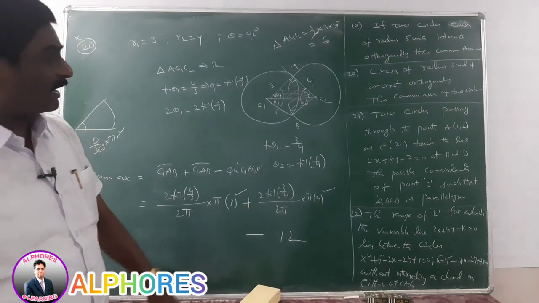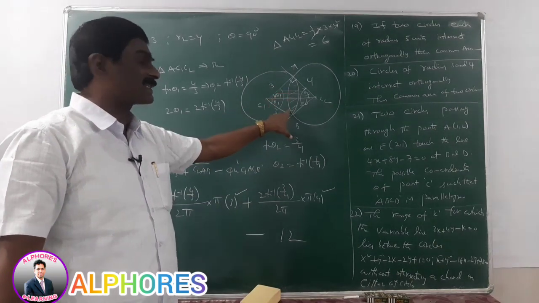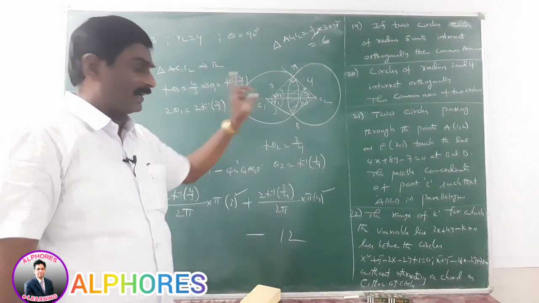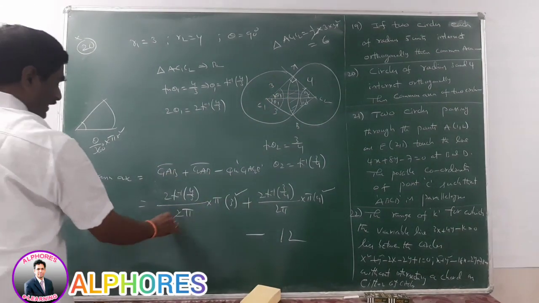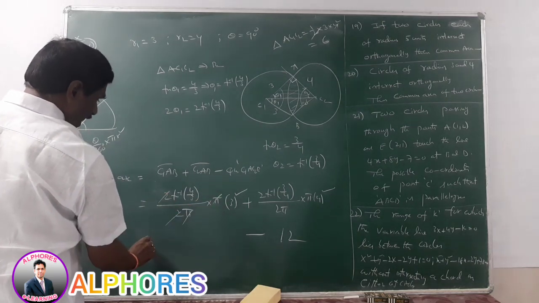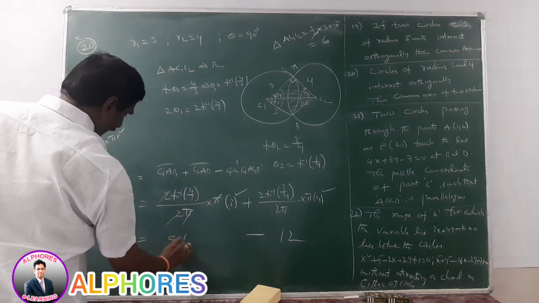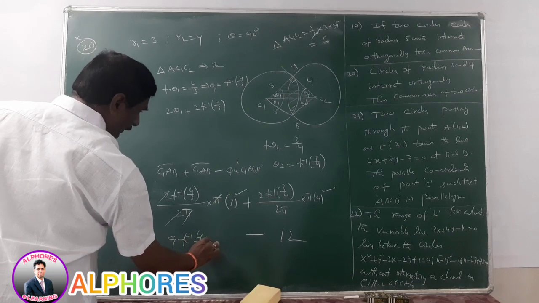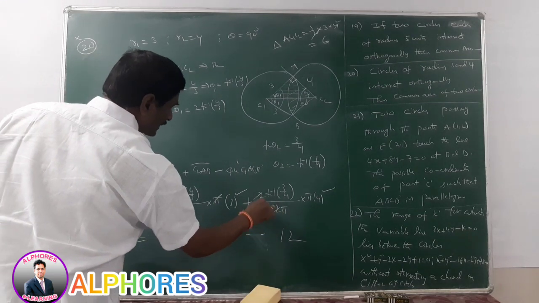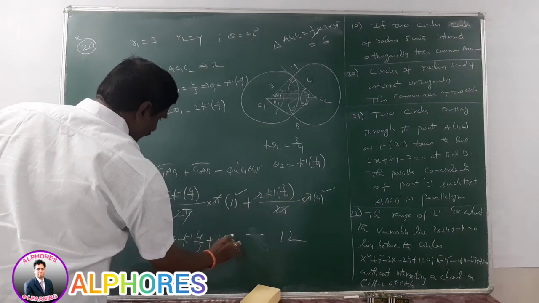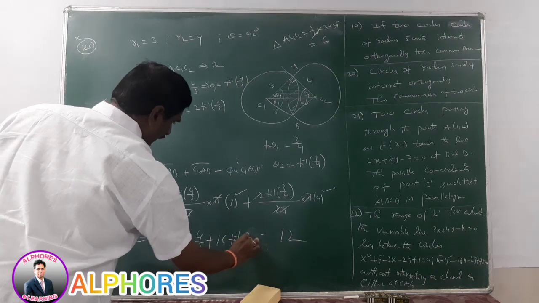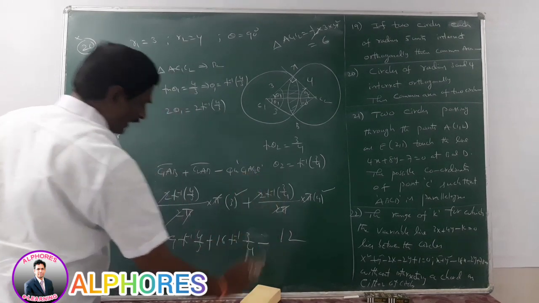Area of the quadrilateral is equal to area of this triangle plus this triangle. That means 12. That is equal to, finally this value cancels, pi cancels. That is equal to 9 into tan inverse 4 by 3 plus 2 cancels, pi cancels, 16 into tan inverse 3 by 4 minus 12. It is the correct answer.